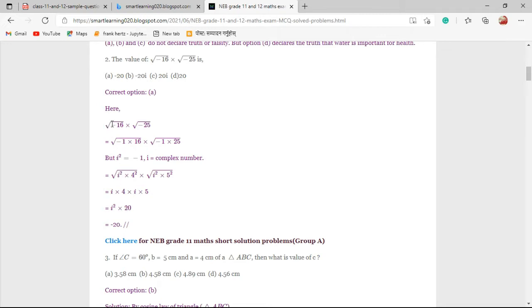We have given this one, and you need to separate the minus sign and the numbers. So what I did is write minus 1 multiplied by 16. I separated 16 from the minus sign, so that I can write minus 1 equal to i squared, as shown in this step. On solving further, you get the answer minus 20. So the correct answer is A, minus 20. This is the value of this expression.